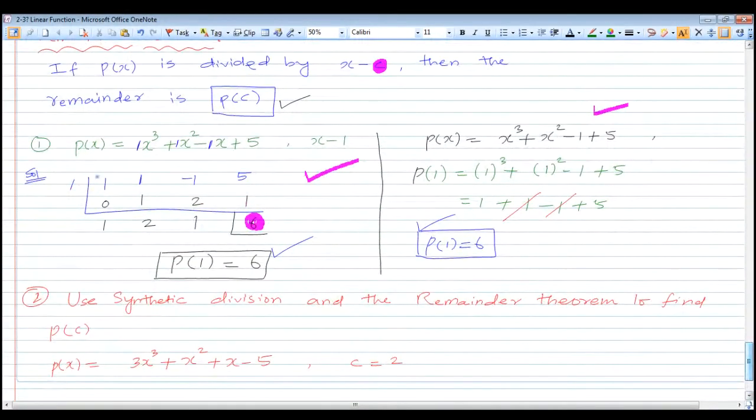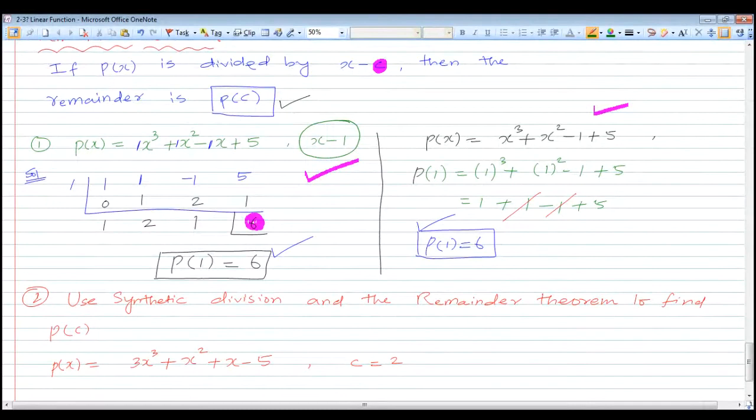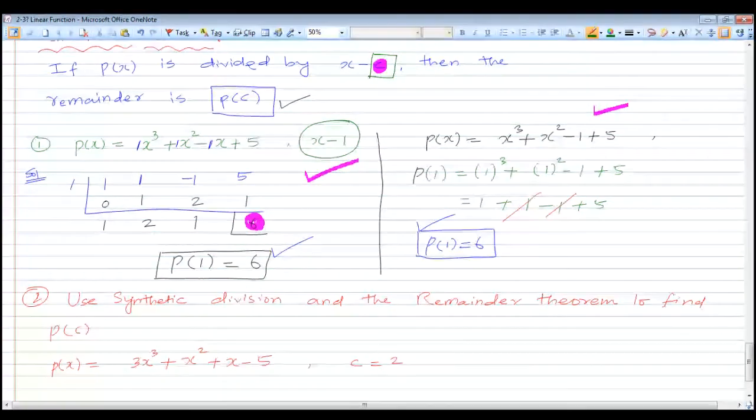In the last sum, here it is given in terms of what? The factor x minus 1. So I change the value. But here it is directly given what? The c value. No need to change, right?